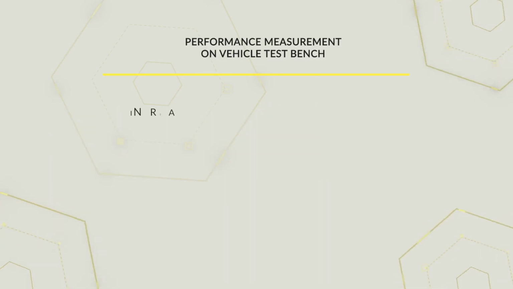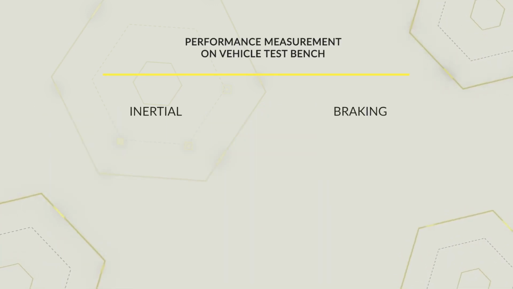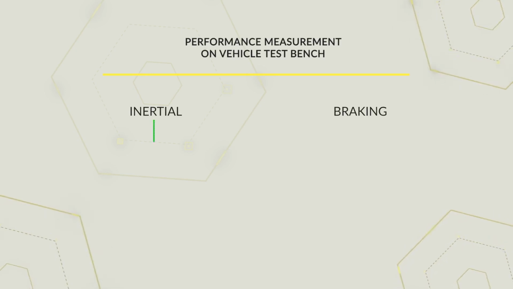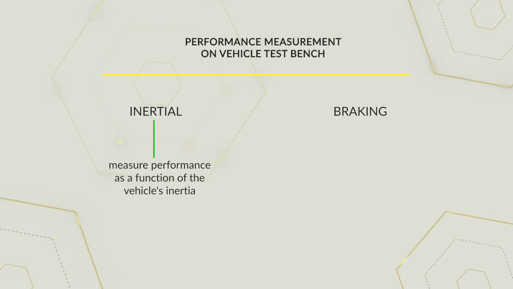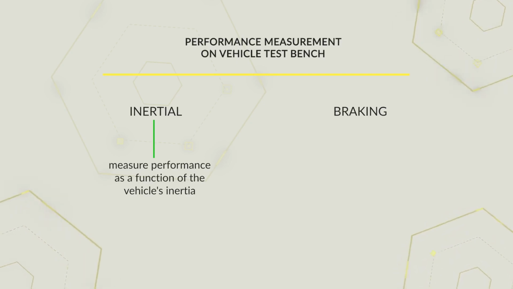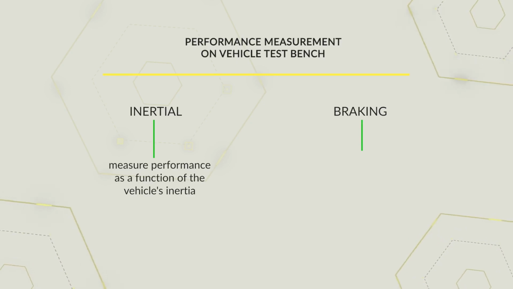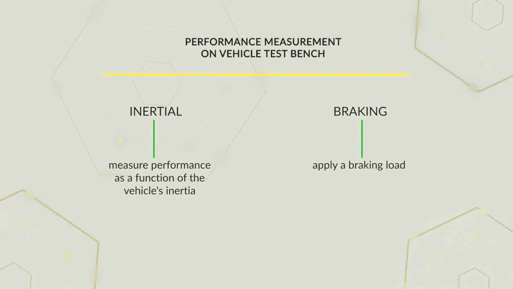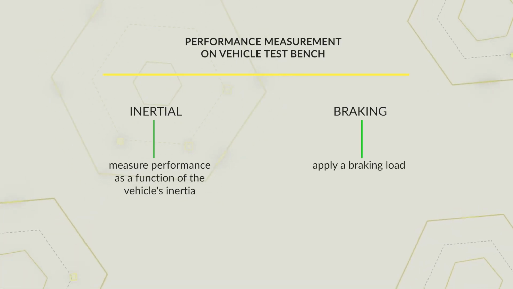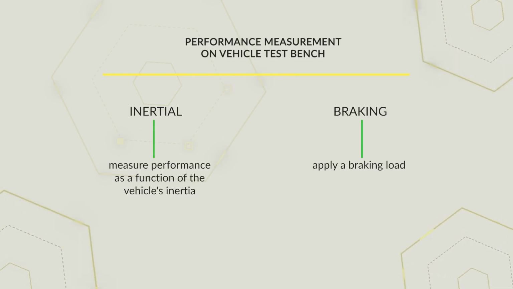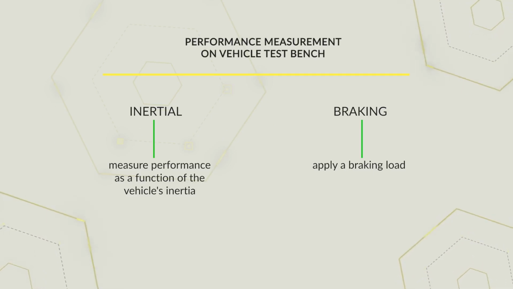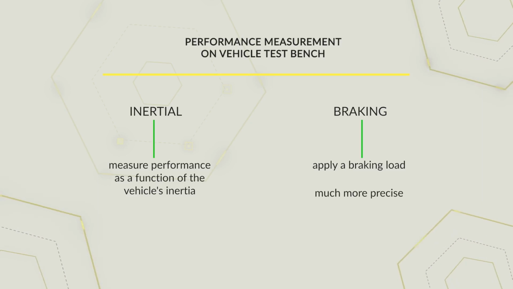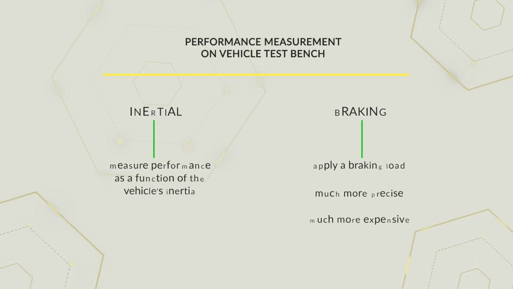Benches can be divided into inertial and braking. The former are the simplest to make and are very precise, but they are only able to measure performance as a function of the vehicle's inertia. The latter are more technologically complex and can apply a braking load that operates as a real force opposing the traction force. Measuring the performance of a vehicle with a braked bench that allows you to select the specific value in newtons that the brake must exercise is certainly much more precise, but much more expensive.